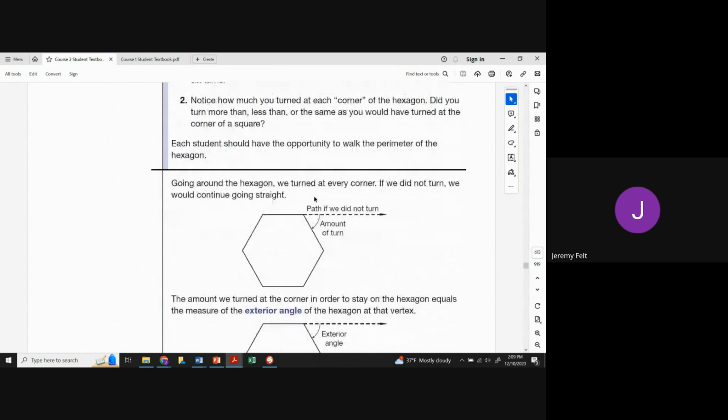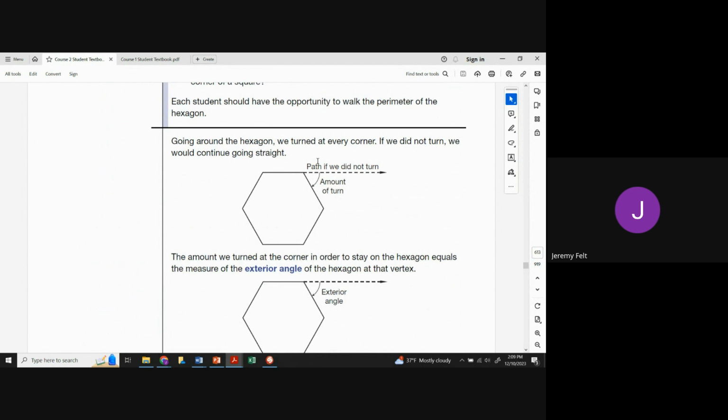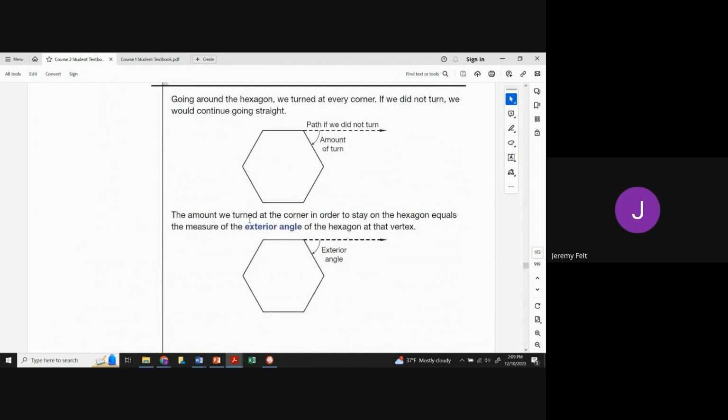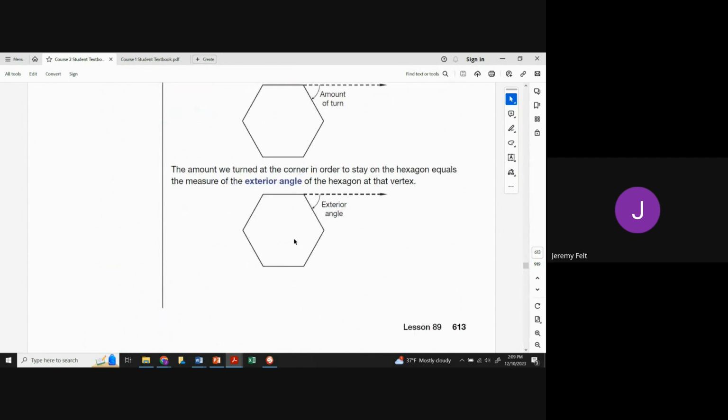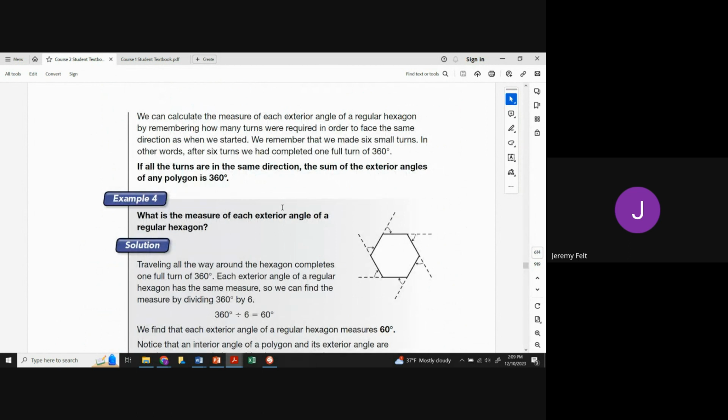Okay, don't worry about this activity, but I know we will see some problems about this. Going around the hexagon, we turned at every corner. If we did not turn, we would continue going straight. So that forms an exterior angle. We know that this has to add up to 180 because it's a straight line. So if all the turns are in the same direction, the sum of the exterior angles of any polygon is 360.